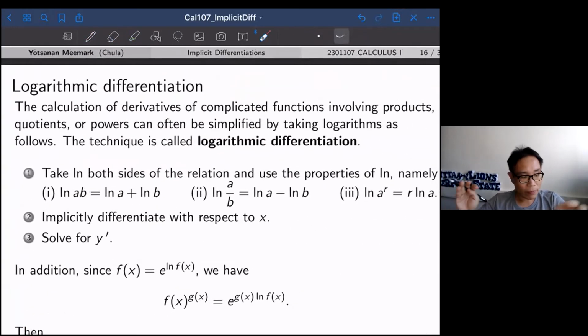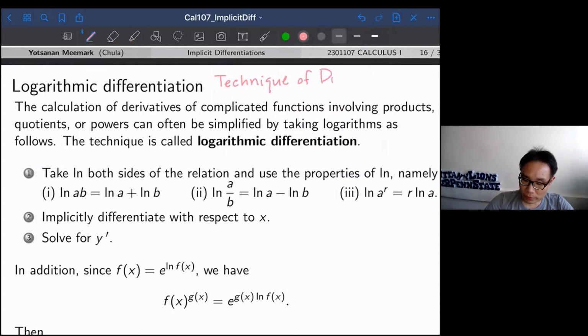Last thing, it's going to be the technique of differentiation. This thing is a technique of differentiation. So I'm going to say that it is a technique of differentiation.